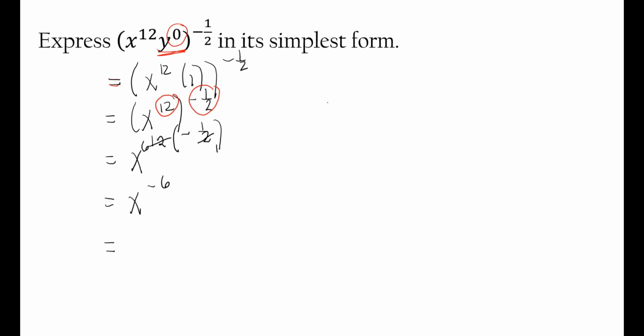Since we have a negative exponent, we have to express it with a positive exponent. To do that, we use the negative exponent rule. The variable x, which is the base, has a denominator of 1. We have to get its reciprocal, and that is 1 over x, and then the exponent negative 6 becomes positive. So our final answer is 1 over x raised to 6.